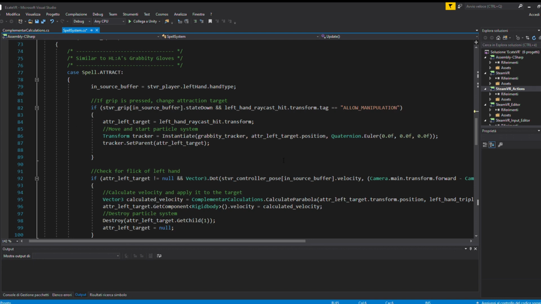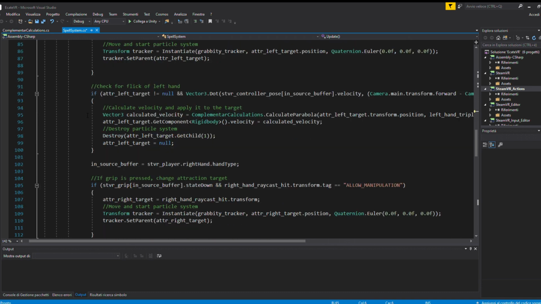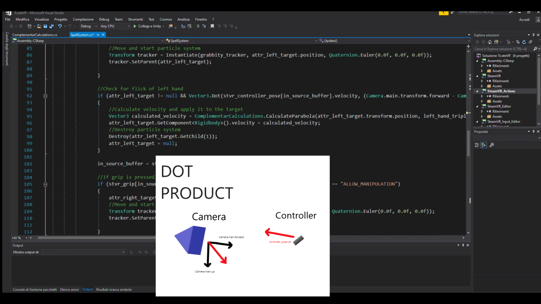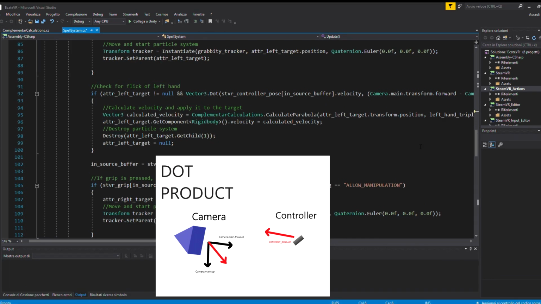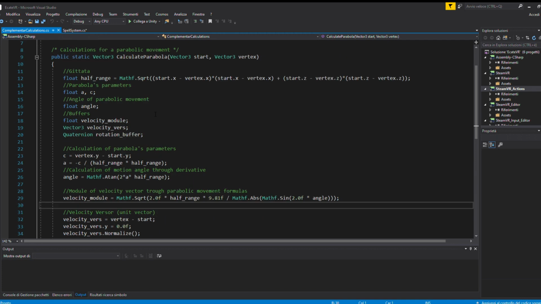Once the target item has been stored, we need to wait for the player to flick the hand. This is done with a dot product between the camera forward vector and the controller's velocity. If the dot product is negative and its absolute value is greater than the sensitivity of our choice, begin the attraction. Now listen carefully. This is where it gets complicated.